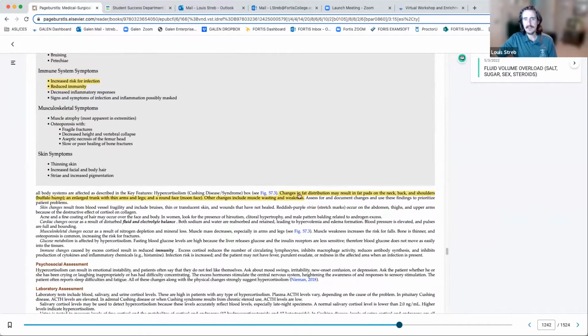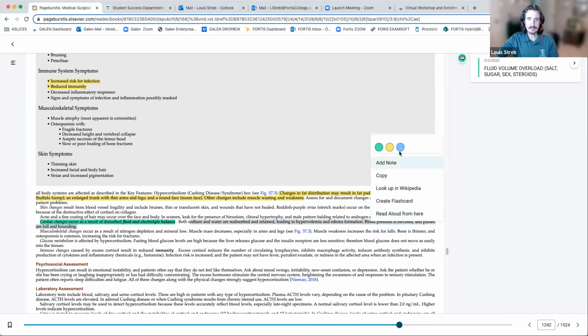So I'll say the same thing here, the changes in fat distribution, they can be on your neck. You see those things. I just like to show you. You can look at skin changes, cardiac. Go back and think about cardiac and how it impacts this, because that's important. Sodium and water reabsorption and retained. That's what we said. Sodium and water are reabsorbed and retained, leading to hypervolemia and edema formation, elevated blood pressure. Pulses are full and bounding, because that's what you expect anytime somebody has too much volume.